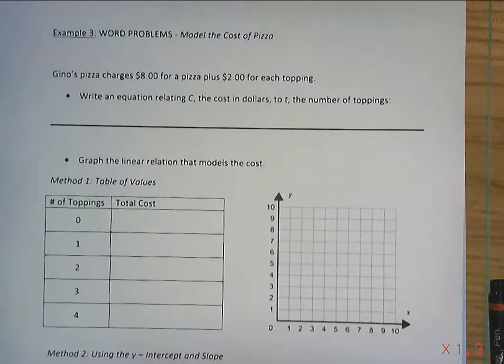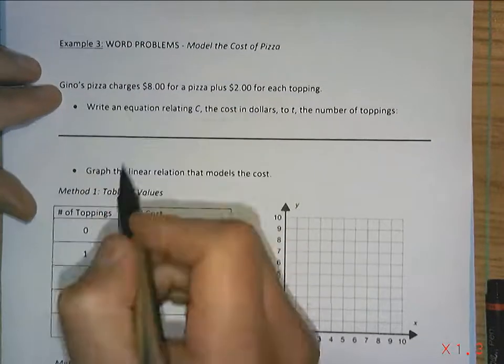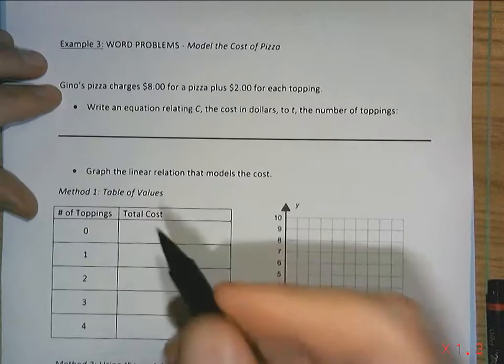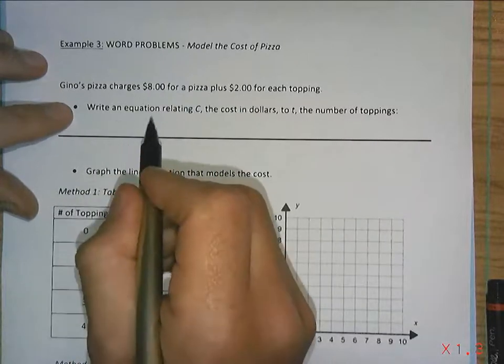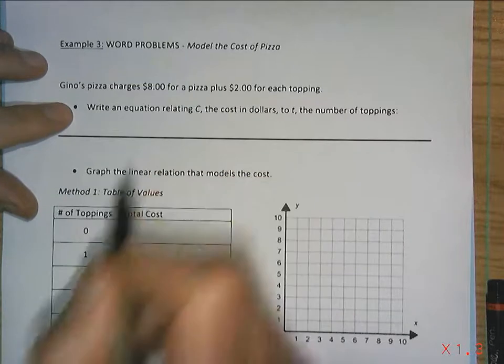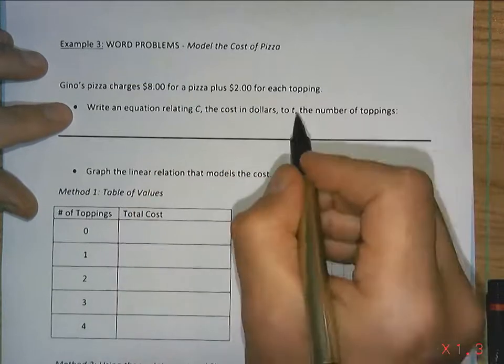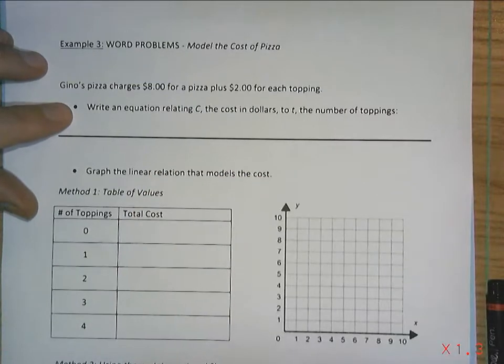Okay, last thing to tie in with this. Example 3. Word problems. Don't get too hung up on this. This is going to be really, really easy. So, Gino's Pizza charges $8 for a pizza, plus $2 for each topping. Write an equation relating C, the cost in dollars, to T, the number of toppings.